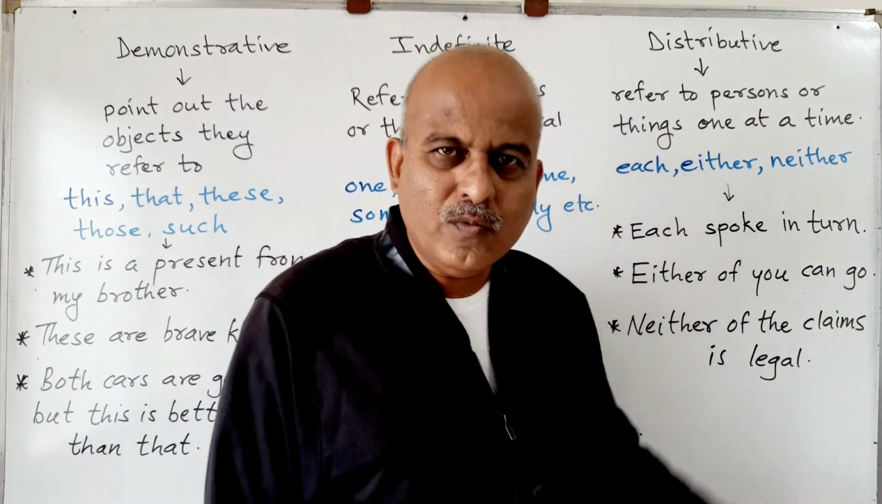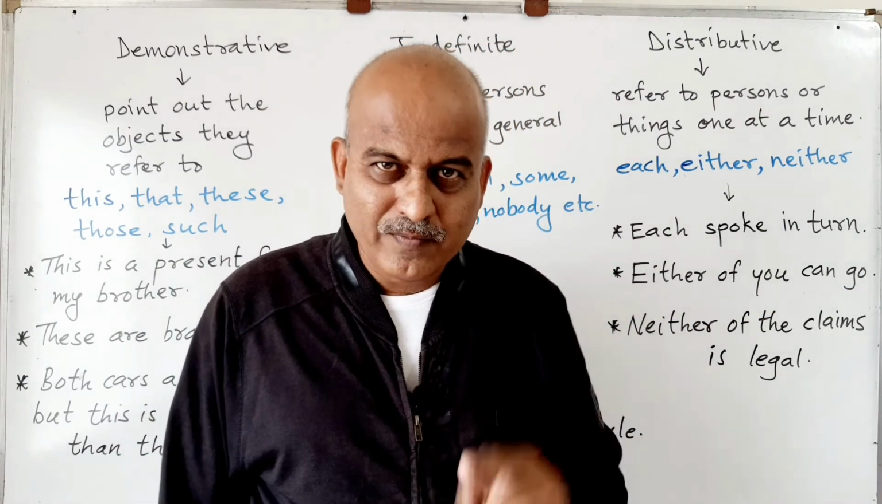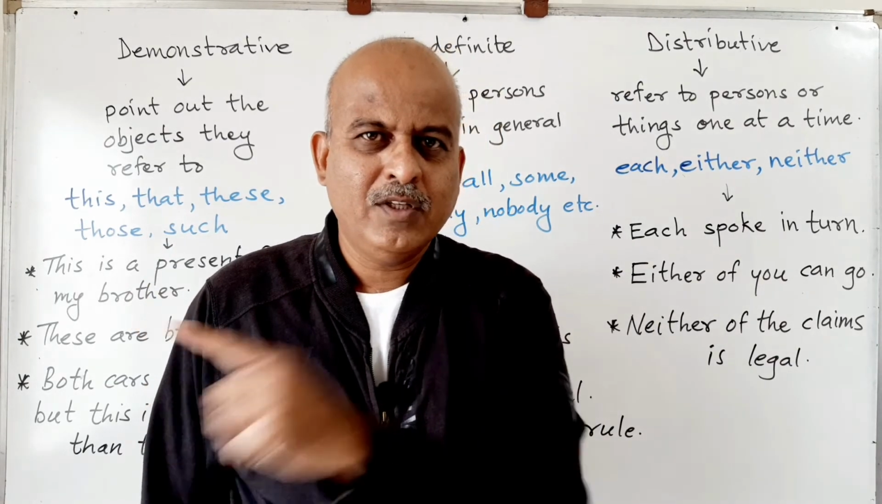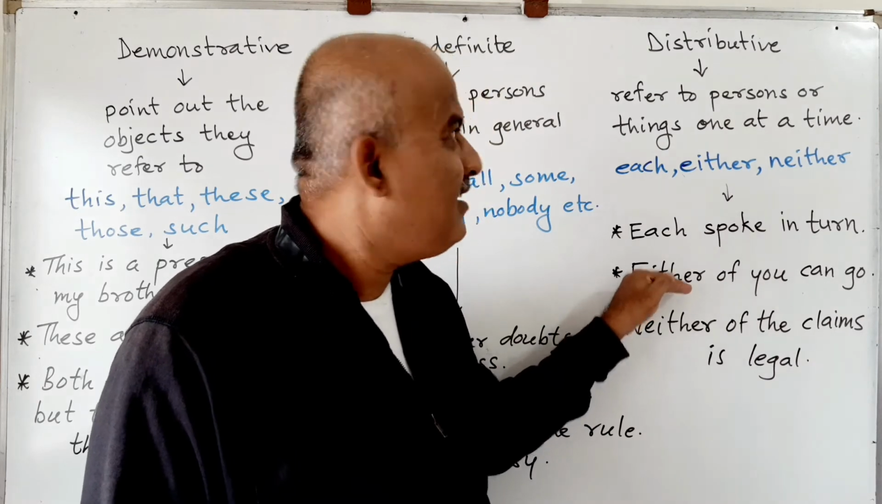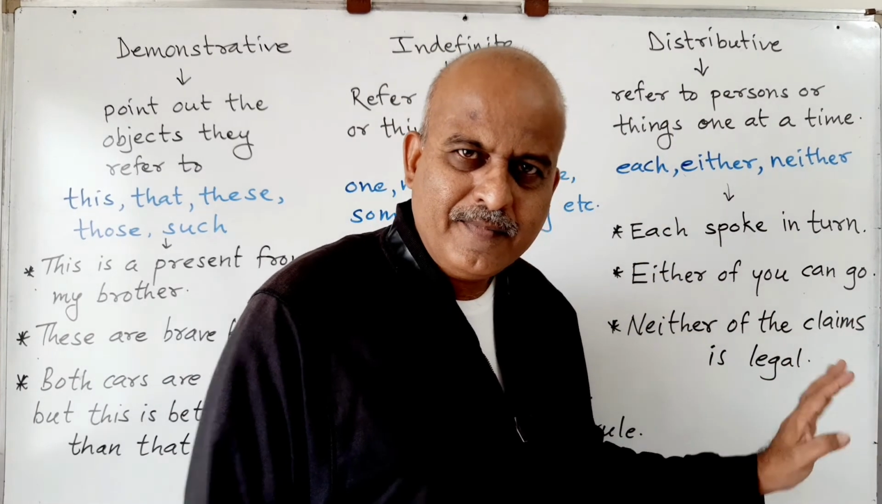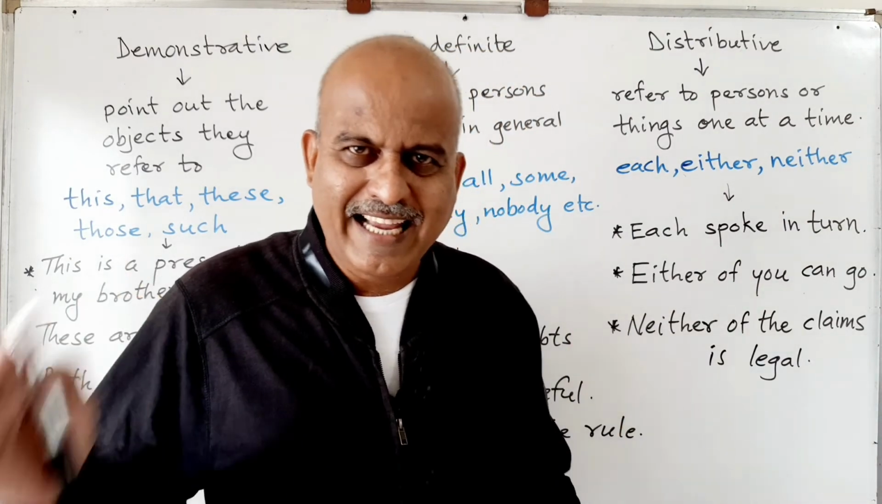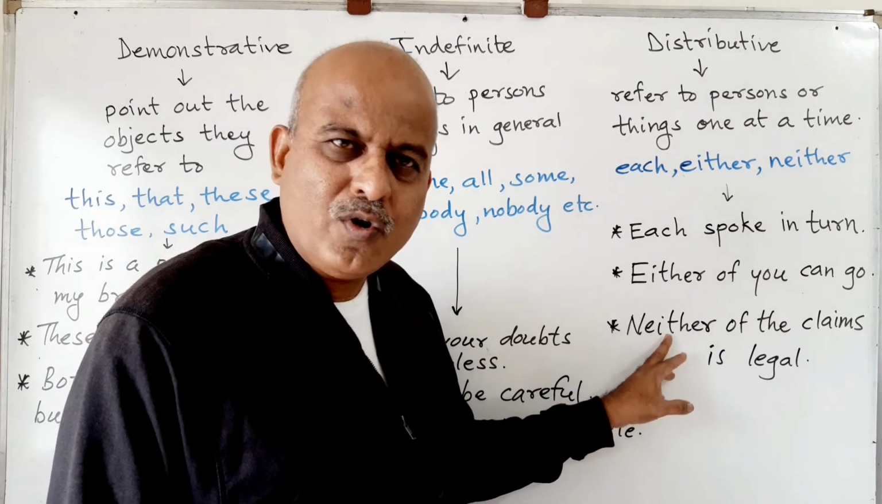Either of you can go. Either of you, not both of you. You or him, you or her can go. Here it is one at a time. Either is a distributive pronoun. Neither of the claims is legal. Neither of the claims, this and that, one at a time. So it is a distributive pronoun.